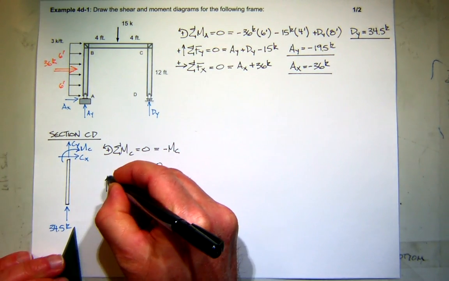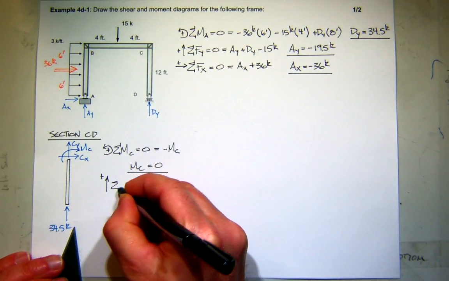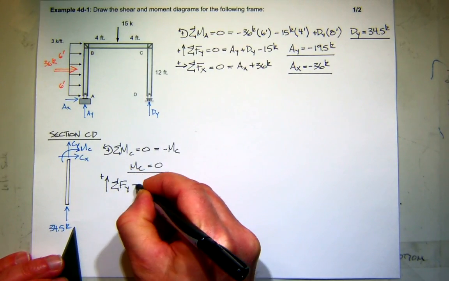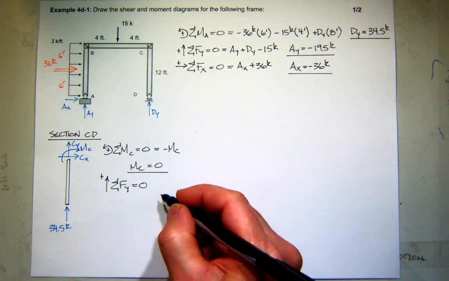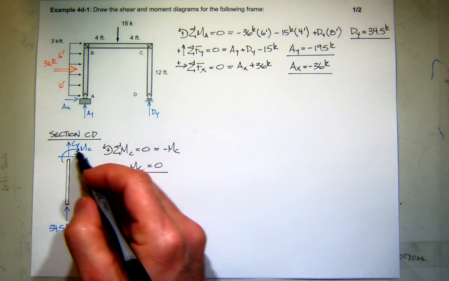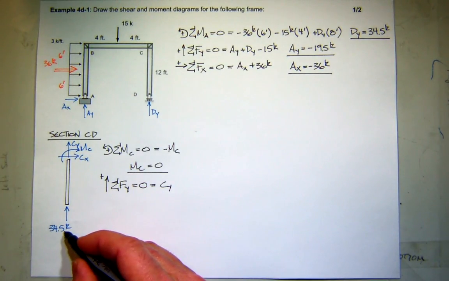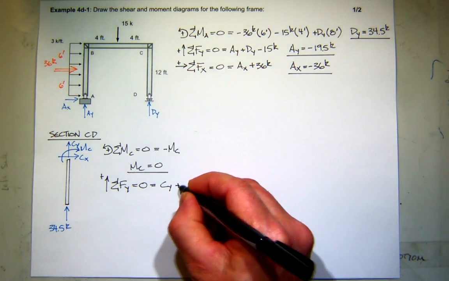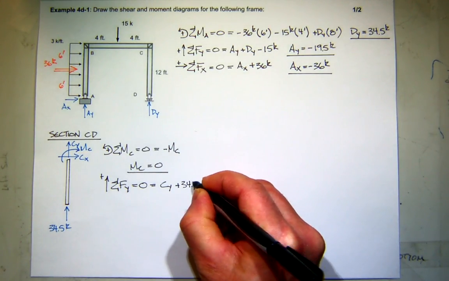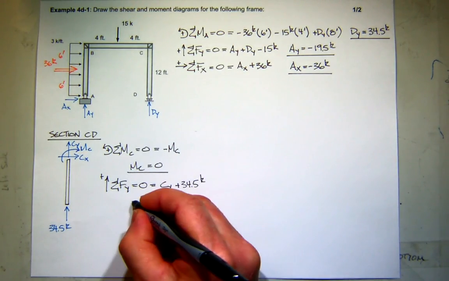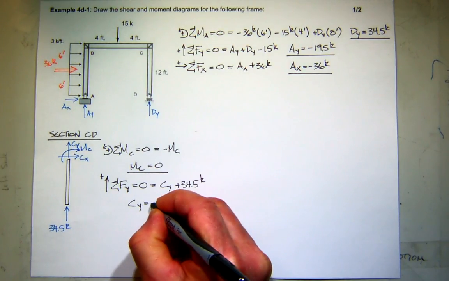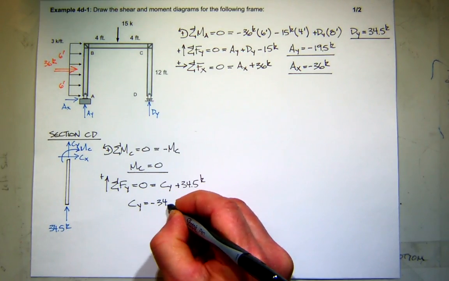If I sum forces in the y direction, make sure I have equilibrium, what do we have? Well, Cy is up. This force, 34.5, is also up. So what's Cy equal to? Minus 34.5.